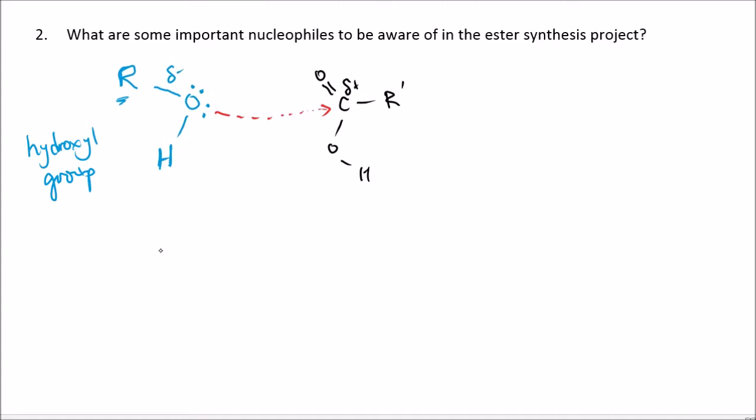Another important nucleophile that you should be aware of is this one, HOH, better known as water. This is again delta minus. This is again lone pairs of electrons. It's a nucleophile. So water is a common nucleophile and one that can destroy the ester that you make. So you'll be thinking water is your enemy in this project. It will reverse the reaction you're trying to make happen.